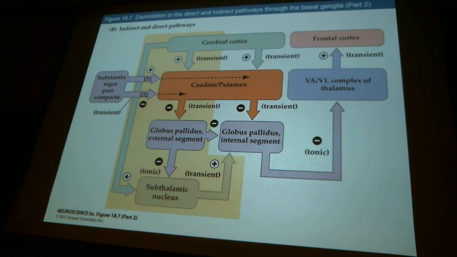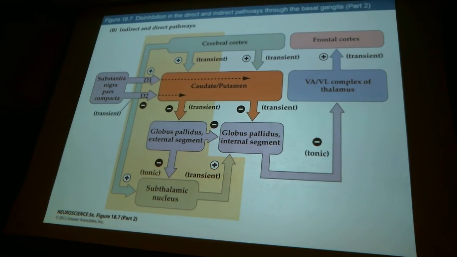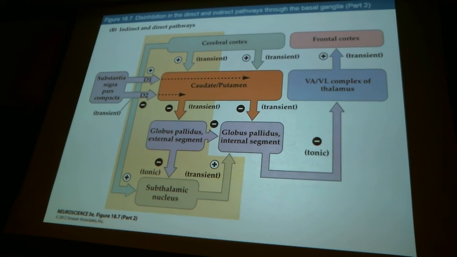So let's just stipulate that the internal segment is tonically active. It's receiving inhibitory input, but it's not sufficient to suppress it. This is just like the horizontal cells in the retina, right? Those horizontal cells were, in the dark, tonically active, but not enough to completely suppress. But if you remove that inhibition, you get excitation. So that's a really key point.